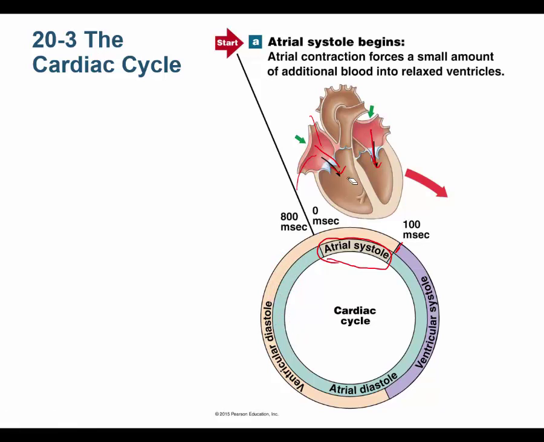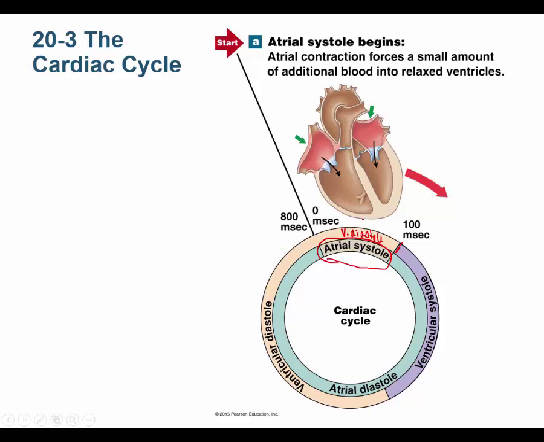So I just want you to realize that, because when we talk about Starling's law of the heart, we're going to talk about that passive filling. So atrial systole, the atria contract. While the atria were contracting, the ventricles were in diastole. The ventricles were in diastole right here, as you can see. Well, that's systole, the turquoise color one. The ventricles were in diastole right here, ventricular diastole.